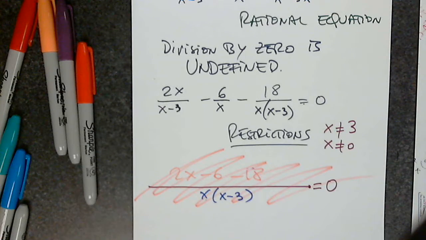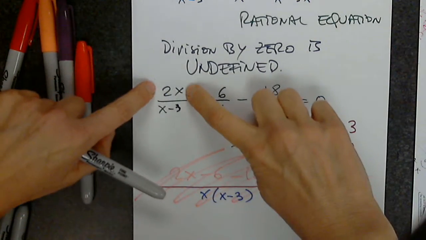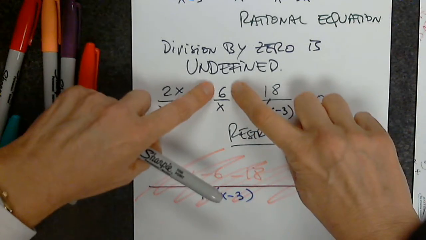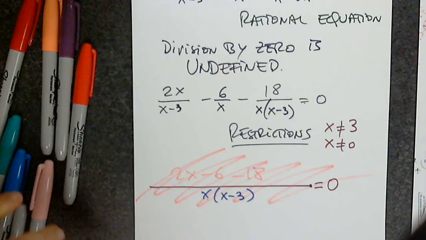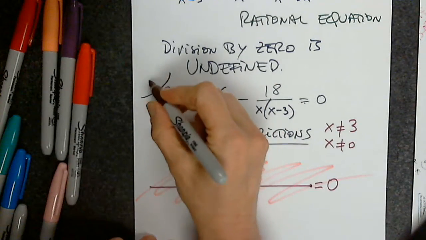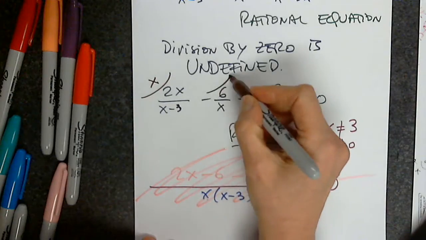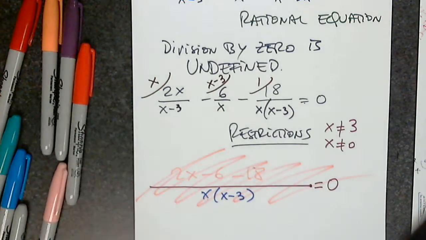Once I multiply x minus 3 by x, I have to do the same thing to the top. Once I multiply x by x minus 3, I have to do the same thing to the top. Here I don't have to change anything. So this one will need an x because it does not have x. This one, the numerator, needs an x minus 3. And this one needs a 1. Well, you don't have to write the 1.